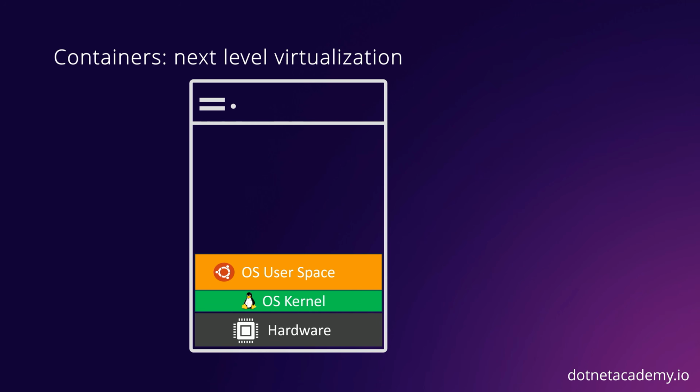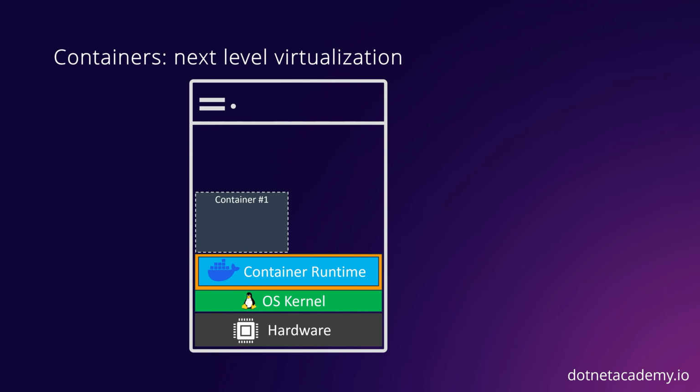Now, instead of virtualizing the entire operating system like we did with VMs, we add something called a container runtime. Docker is the most popular container runtime, and it sits between the operating system and our applications. Its job is similar to what a hypervisor does for VMs, but much more lightweight. Instead of creating entire virtual computers, it creates isolated spaces within the existing operating system, which we call containers, where the applications can run. What exactly goes inside this container?